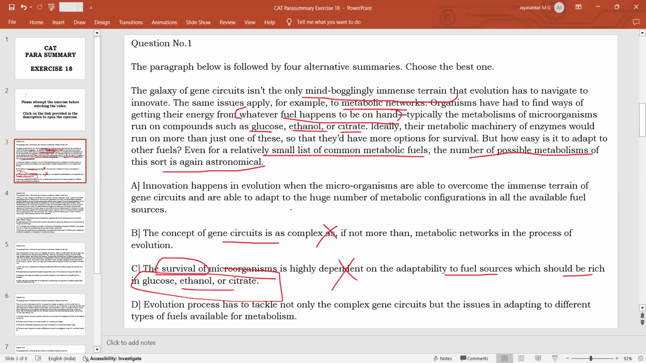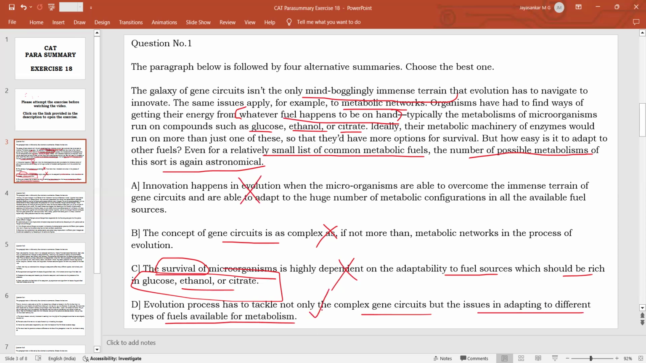So we are not asked to find an inference, we are asked to find a summary. So when we are talking about a summary, any option that talks about the facts in the passage will be the better answer. So option B is talking about the facts given in the passage. Evolution process has to tackle not only the complex gene circuits, but issues in adapting to different types of fuel available for metabolism. So B is a better answer than A because A is basically an inference. It is not a summary, whereas B is a summary.